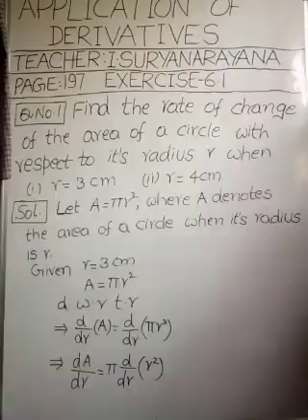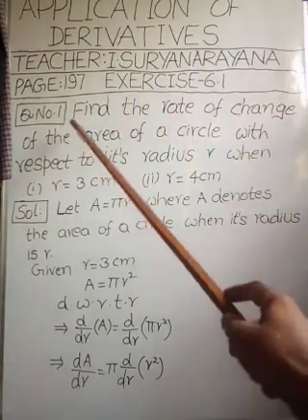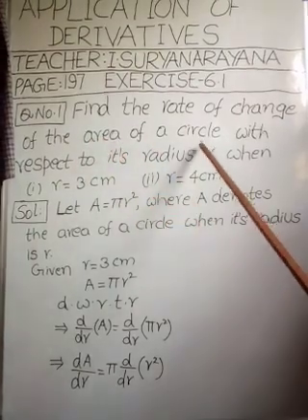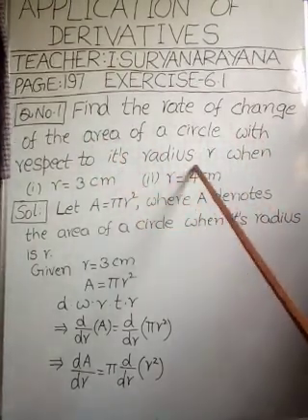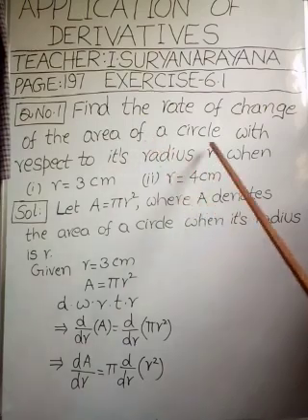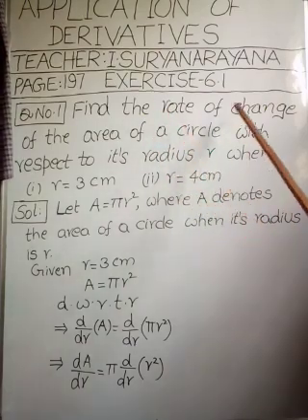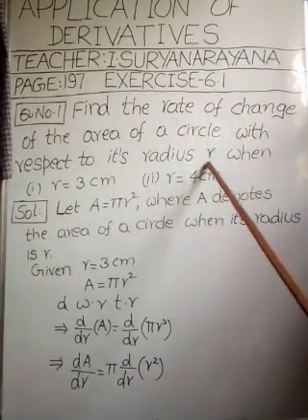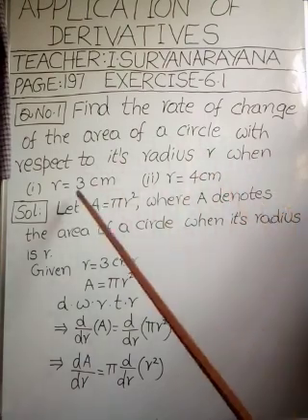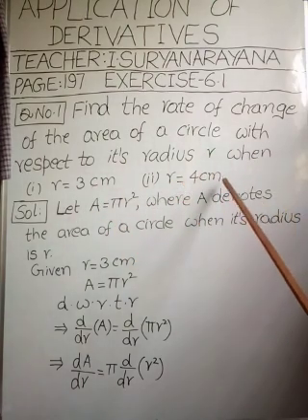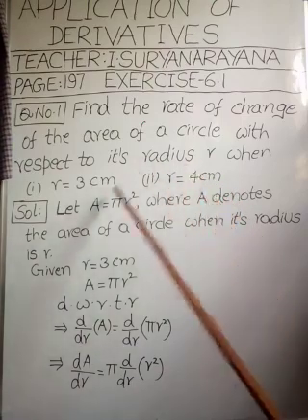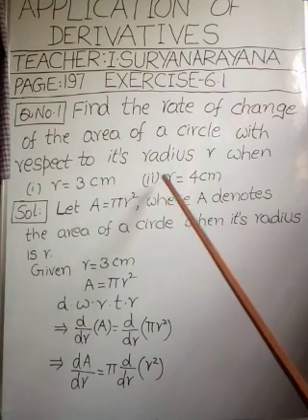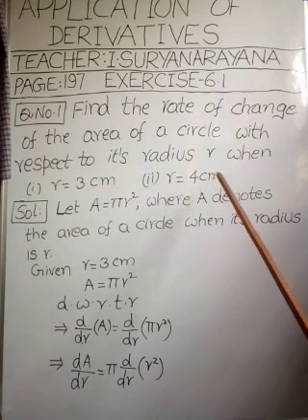Right. Now come to the first question, question number 1. Find the rate of change of the area of a circle with respect to its radius r. Read this question carefully, my dear children. They are asking the rate of change of the area of a circle with respect to its radius. Understood this point, my dear children? When r is equal to 3 centimeters and r is equal to 4 centimeters. Two different situations: when r is equal to 3 centimeters is the first situation, and when r is equal to 4 centimeters, that is the second situation.